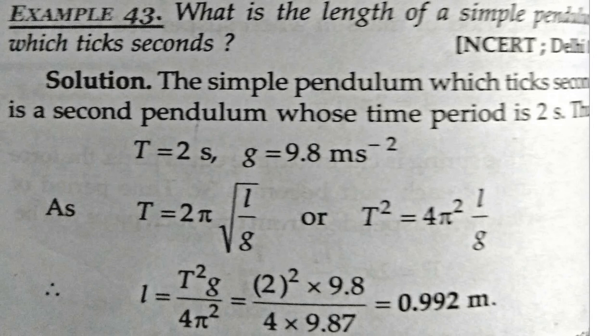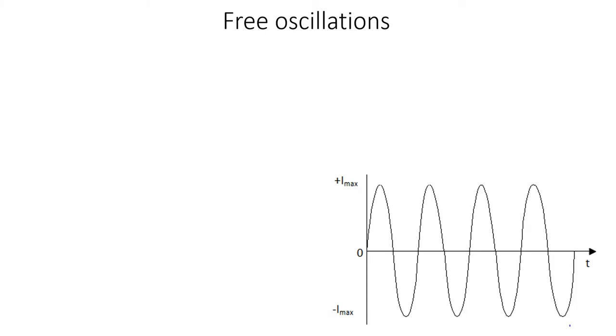Time period is given by 2 pi into root of L by g, or L is equal to T square g by 4 pi square. All data is given: 2 square into 9.8 divided by 4 into pi square, where pi square is 9.87. If you simplify, you will get 0.992 meters. That is the length of the pendulum having a time period of 2 seconds. It will not be given directly; they may give it as one which ticks seconds, meaning a time period of 2 seconds.